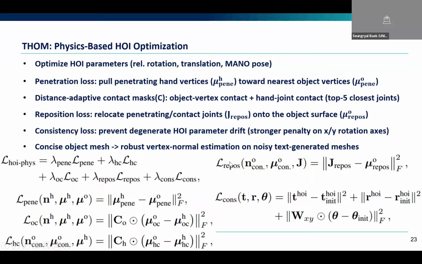And for the consistency term, we prevent mode collapse from the optimization process, and especially for the hand poses, we constrain the XYZ rotation axis to prevent implausible hand articulation. And when we compute these losses, we use the concise object mesh we proposed earlier to enable robust vertex number estimation.